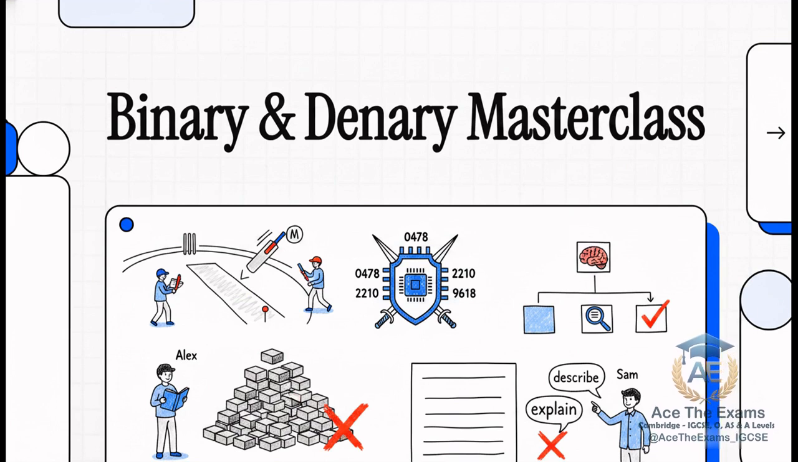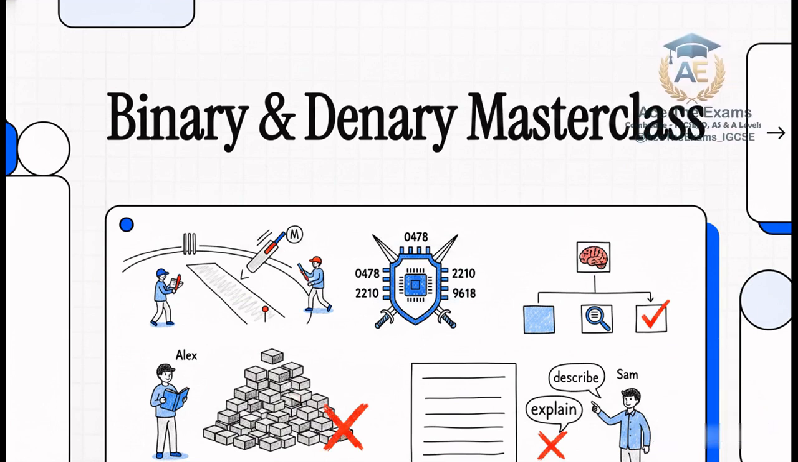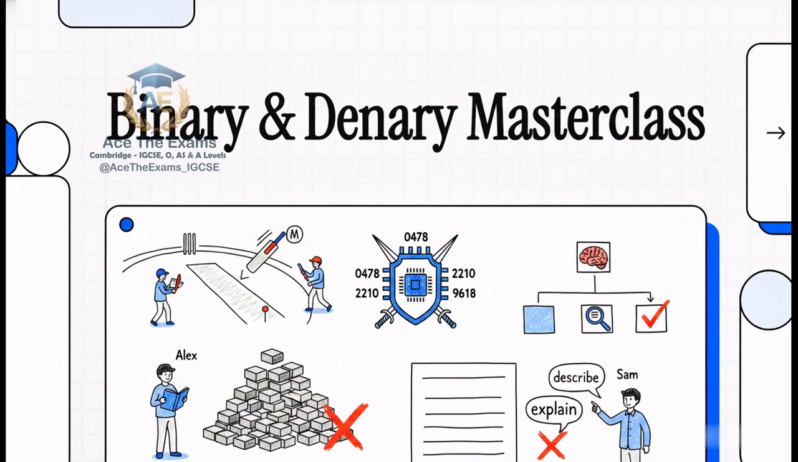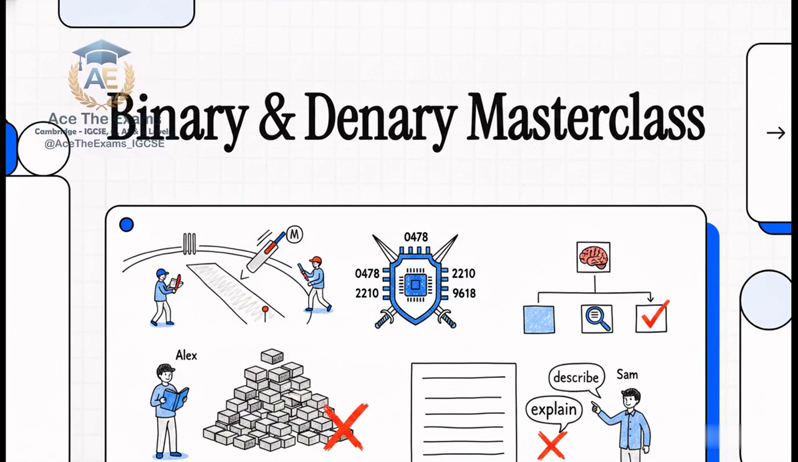Then we have Sam. Sam definitely knows the material, maybe even better than Alex, but Sam rushes. Sam completely misses the command word requirements. Sam describes what a concept is when the question specifically asks to explain how it works. And again, more red pen marks. It's frustrating, right? You put in the hours, you know the content, but the marks just aren't there. Well, today, we are going to fix both of these flawed approaches. We are moving away from rote memorization and stepping up to true examiner-level mastery.